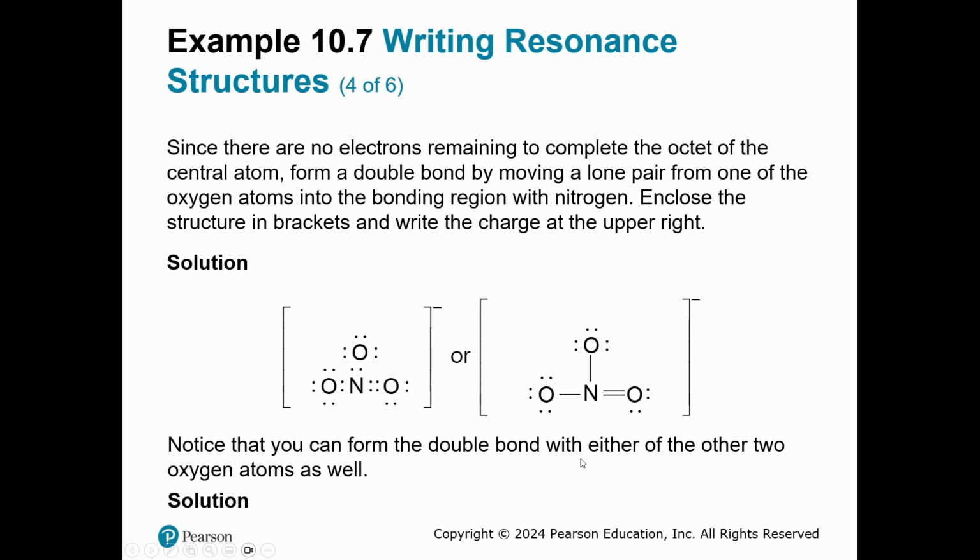And that would give you the same Lewis structure. But once we get our Lewis structure, we have this question of which one gets the double bond. Does it have to be this one? Can it be this one? Could it be this one? The answer is any one of them is correct, and all 3 of them are actually true.